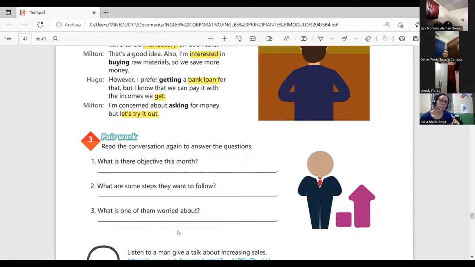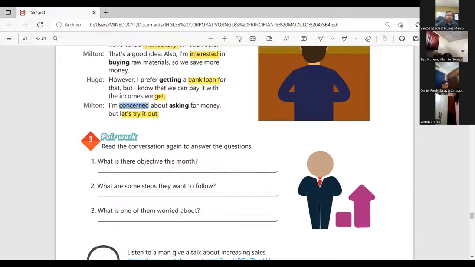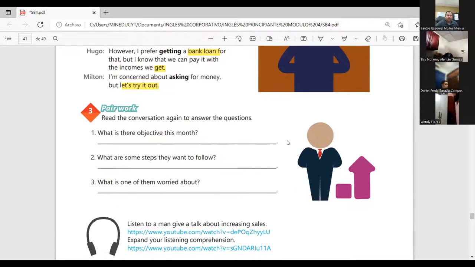Asking for money. Milton is worried or concerned about asking for money. Concern es lo mismo que worried, okay? Concern, worried about asking for money. Está preocupado por pedir dinero, okay? En pedir dinero, sorry. In asking for money. Very good. Okay, thank you very much for your participation.